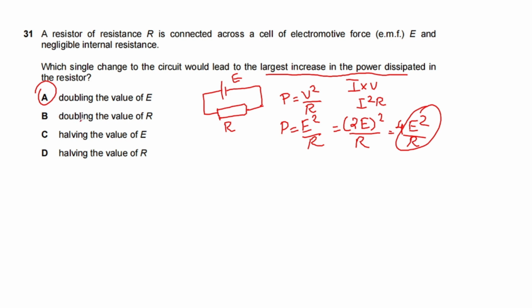You can check the other options too if you want. Option B, doubling the value of R: if you are doubling this, it makes the power half of the initial value. Halving the value of E: if you are halving this value also, the power decreases. Halving the value of R, it will be only 2 times the initial value. So which one is giving you the largest one? 4 times the initial value, right? So option A is the answer.